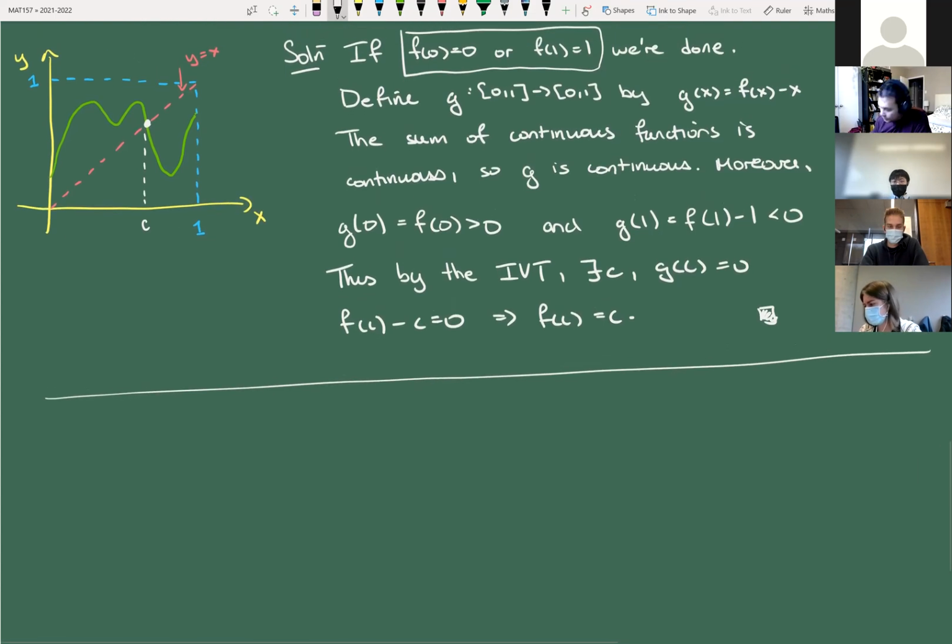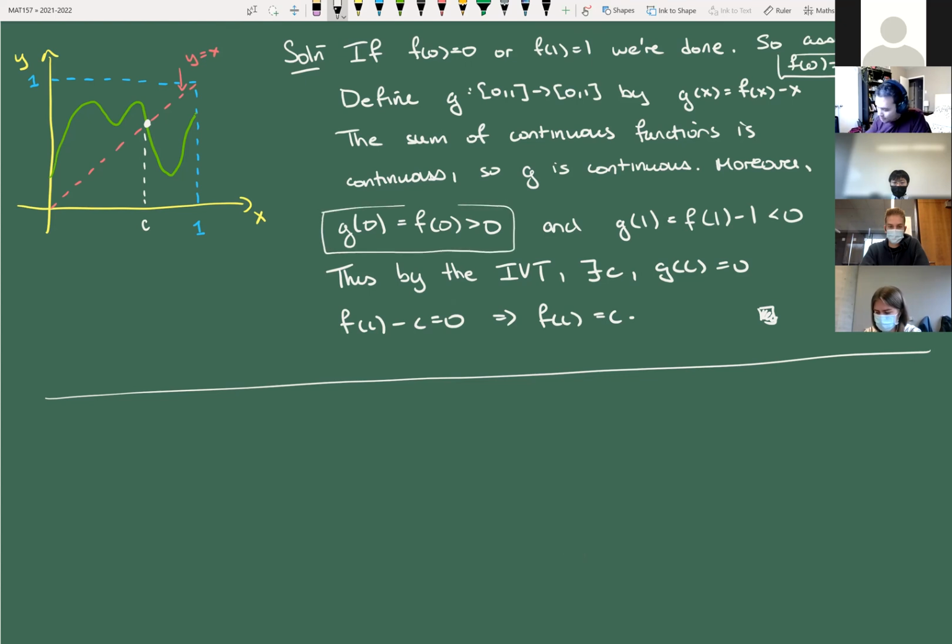G of 0 can't be 0 because I've already, so basically up here, I'm saying if f of 0, so at the very top of the screen, if f of 0 equals 0 or f of 1 equals 1, we're done. And so I should have said this explicitly. So assume that f of 0 is not 0 and that f of 1 is not 1. So if f of 0 is not 0, then g of 0 can't be 0 either, right? Yeah, I should have said that a little bit more explicitly. That was just a little bit sloppy on my part.